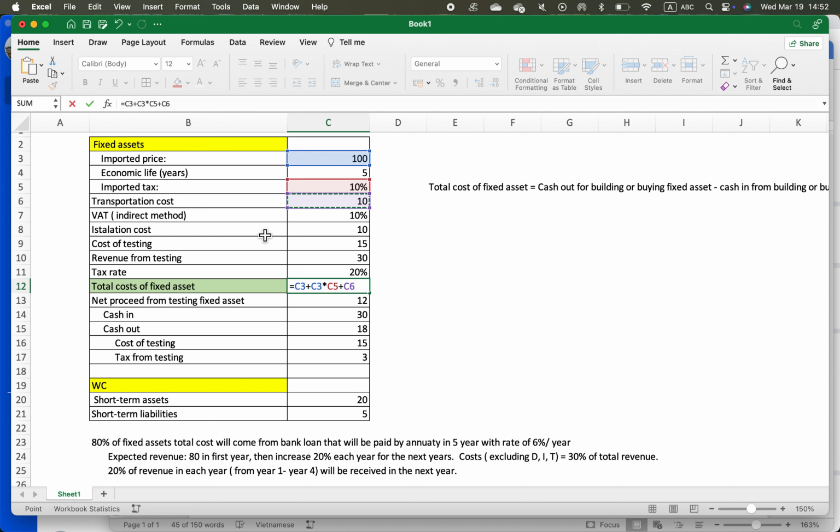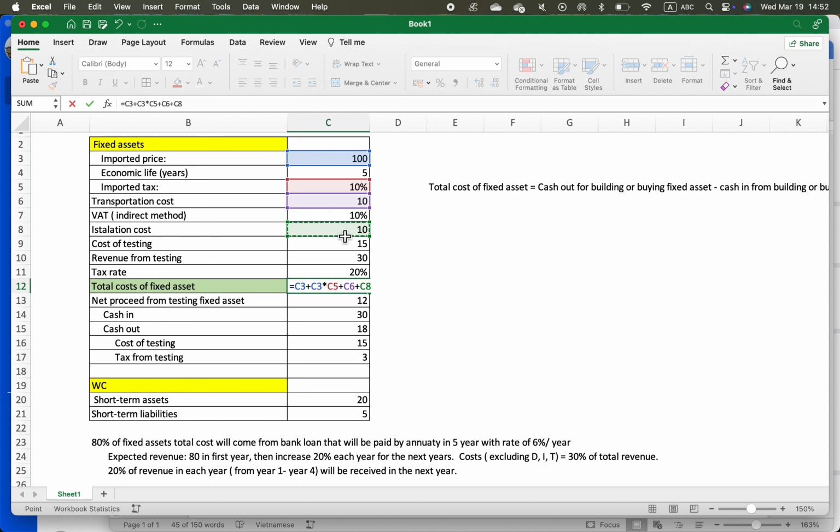we do not add up VAT tax in here because it is indirect method, which means that this item is going to be deductible with the output VAT tax. Okay, I explained to you in class very clearly. Then we add up installation cost, right? That is all the cash out for buying the new fixed asset.